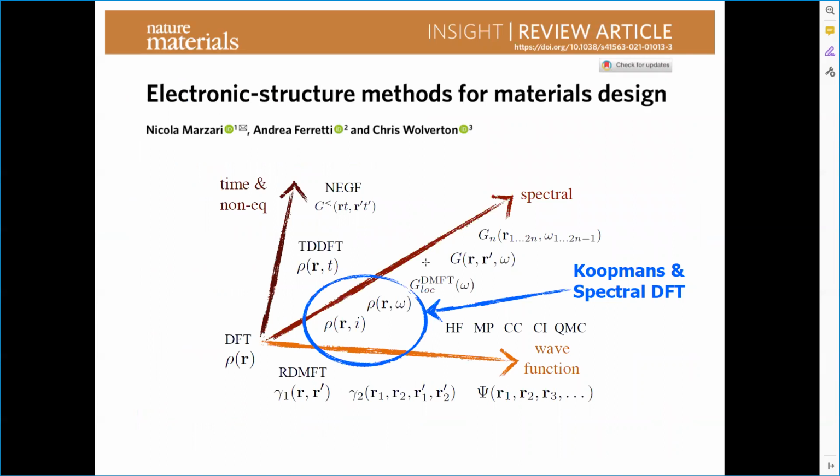This is a theory of the local spectral density that is very similar to the local Green's function, that could be seen as the theory underpinning the MFT. And here are full Green's function functionals, GW being one of them. Thank you very much.